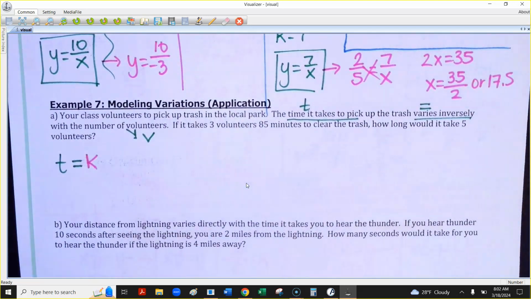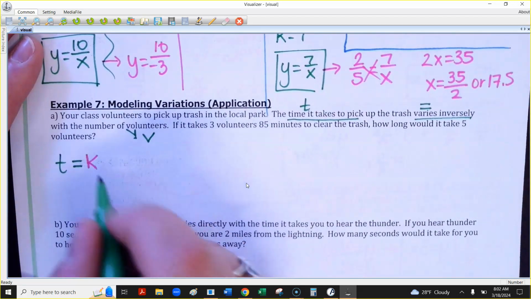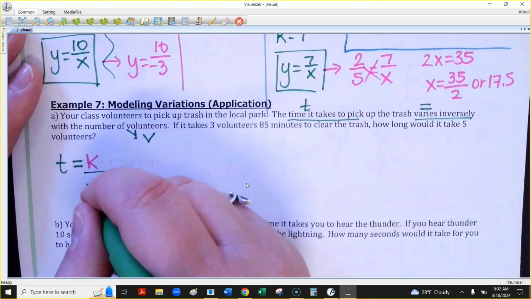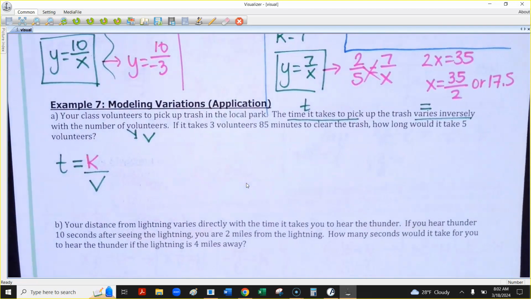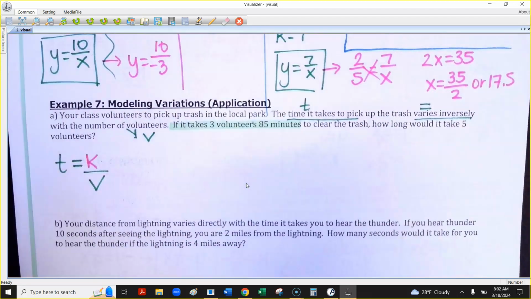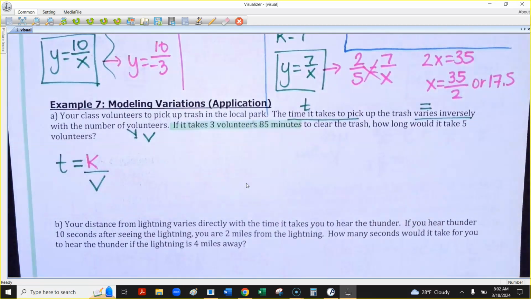And then it says it varies inversely with the number of volunteers. So inversely is going to tell me we'll have a fraction, so I'm going to put the number of volunteers underneath. Now, they're going to give you just enough information to figure out the K value. And that's going to come right here. It takes 3 volunteers 85 minutes. I know there's more to that sentence, but those two numbers are going to help me find my K value. So I'm going to do that first.